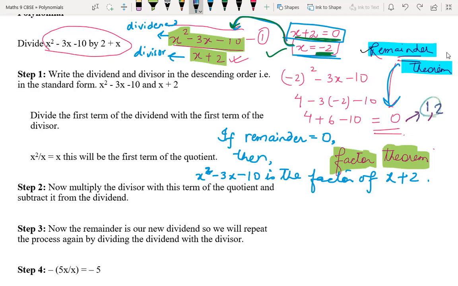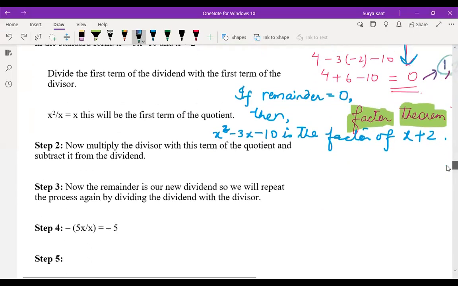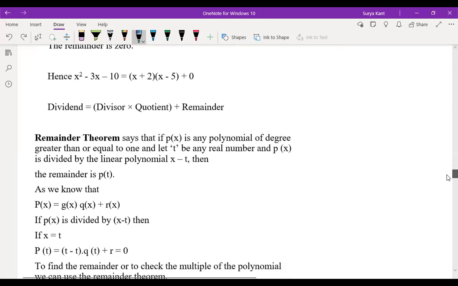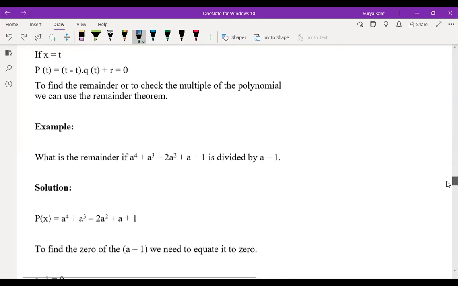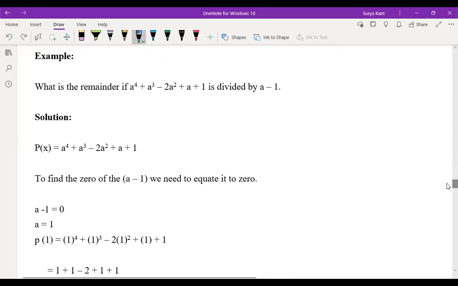Now next one. Next question, remainder theorem here also is there. Don't go behind. See, what is the remainder? One example is there, all of you do, children. What is the remainder if this is divided by a minus 1? All of you do. Satvik, you should tell me the answer for this.